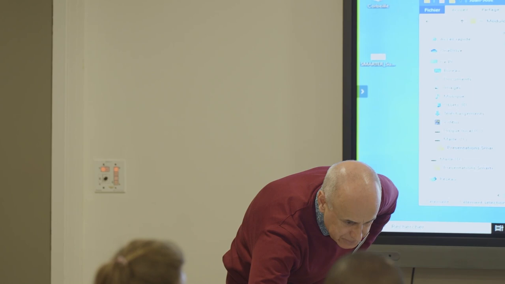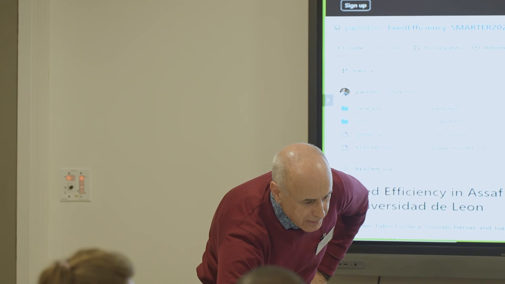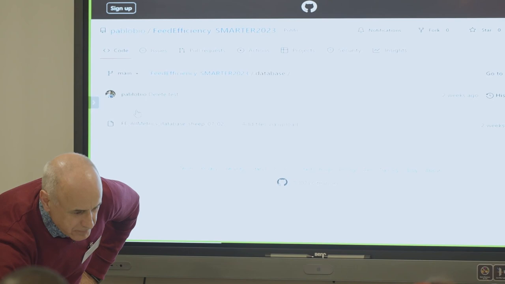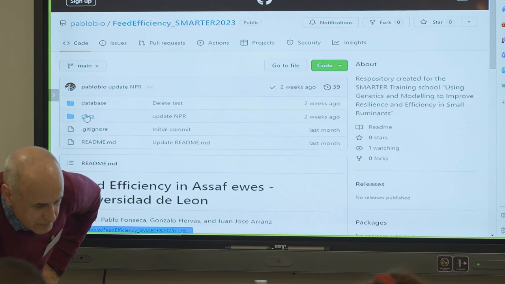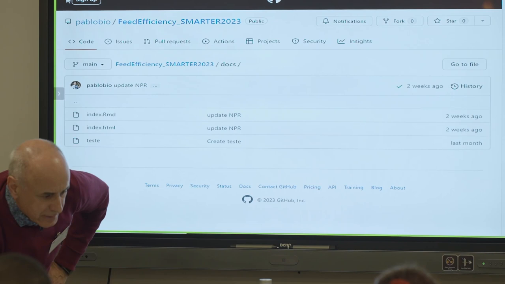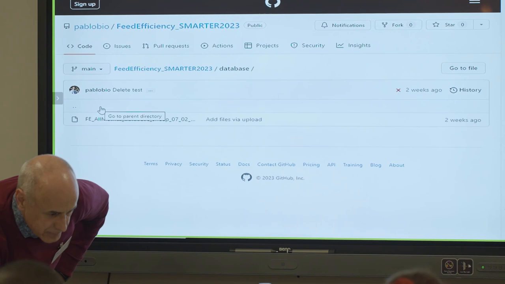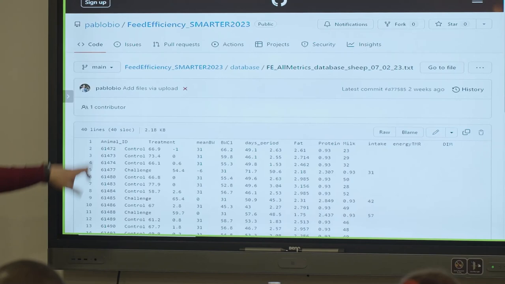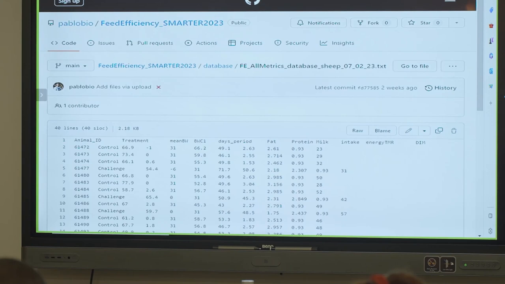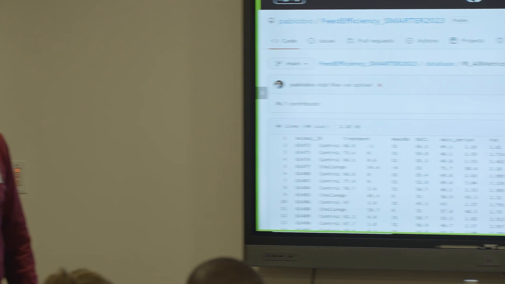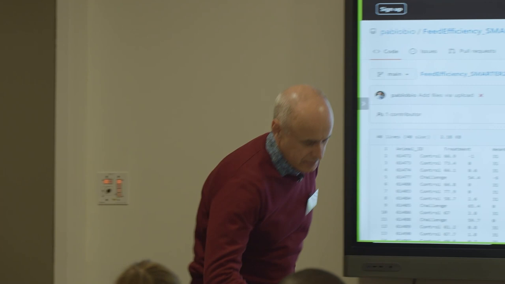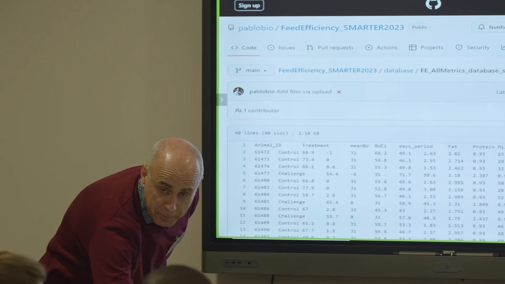If you go to docs, you have the database. I don't remember exactly where it is. Okay, here you have the data. You could copy and paste in a text file if you want. You see, you have the copy here.